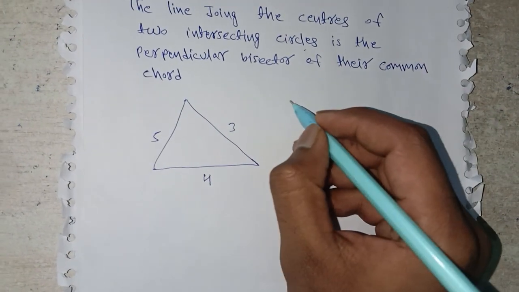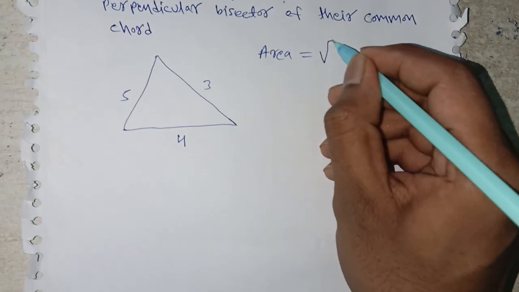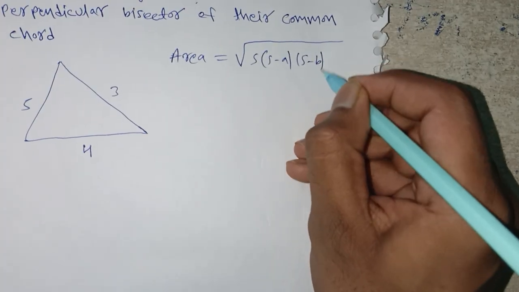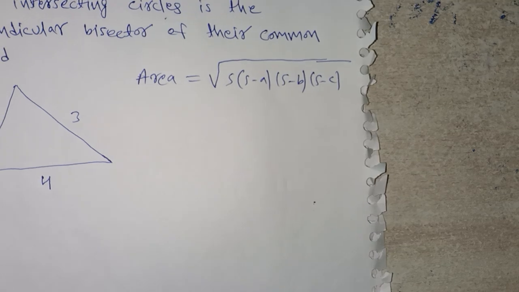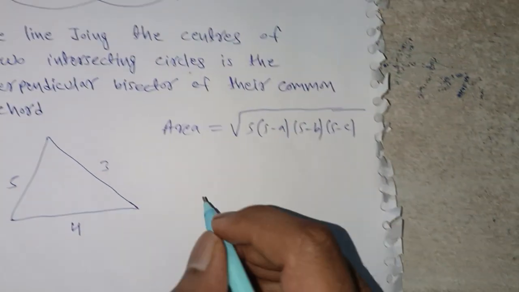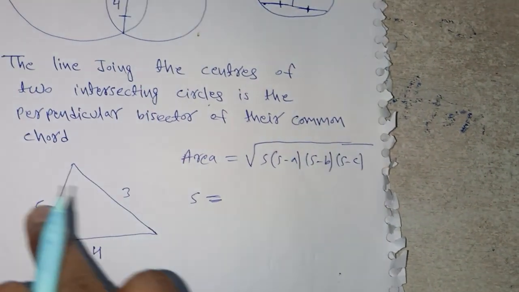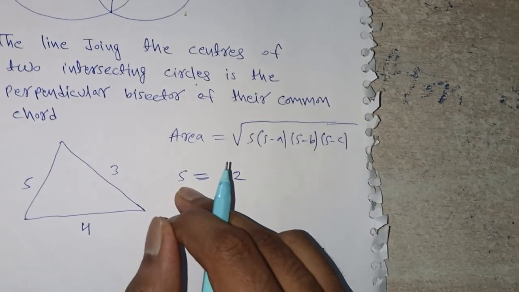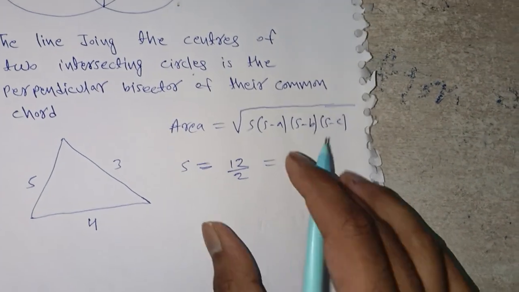There is one very simple formula in Heron's formula: area of triangle is equal to under root s(s minus a)(s minus b)(s minus c). Here s means semi-perimeter, and a, b, c are the lengths of the sides of the triangle. The perimeter of the triangle is 5 plus 4 plus 3, which is 12. But s denotes the semi-perimeter, so we divide by 2. s is equal to 6. 6 is the semi-perimeter.